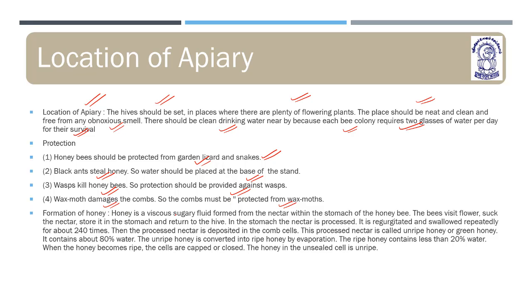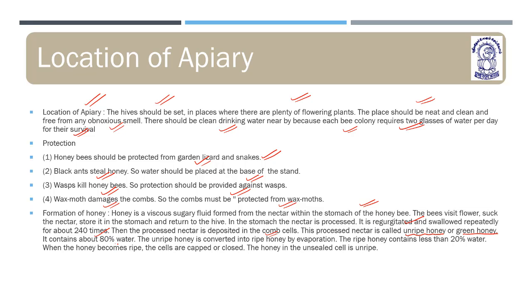Formation of honey. Honey is a viscous sugary fluid formed from the nectar within the stomach of the honeybee. The bees visit flowers, suck the nectar, store it in the stomach, and return to the hive. In the stomach, the nectar is processed; it is regurgitated and swallowed repeatedly about 240 times. Then the processed nectar is deposited in the comb cells. This processed nectar is called unripe honey or green honey.